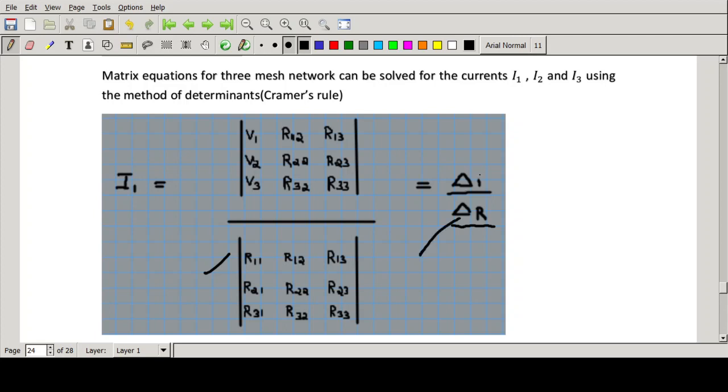Then how will you get delta 1? For that, you have to replace the first column of the resistance matrix with the voltage matrix. See here. Then you find the determinant of this delta 1, divide it by delta R, and you will get the value of I1. That is how you find the current I1 in mesh 1.